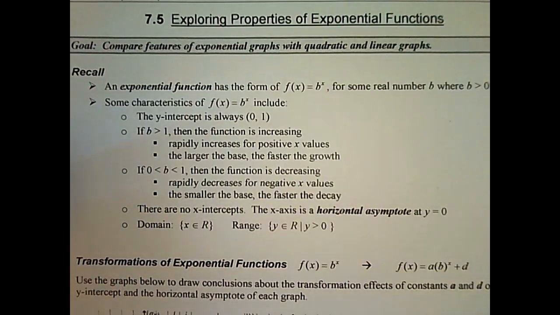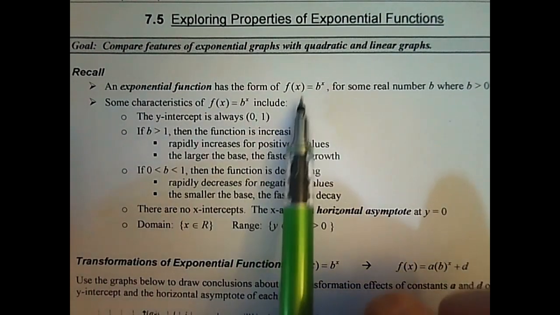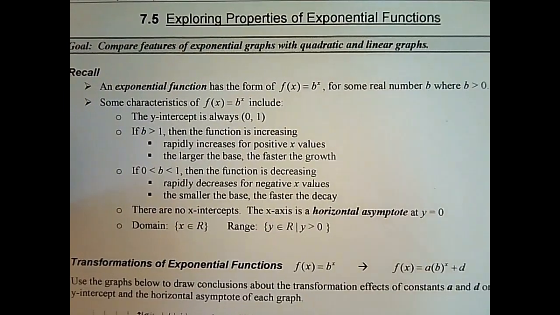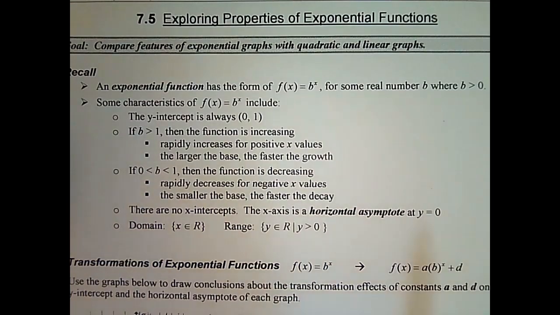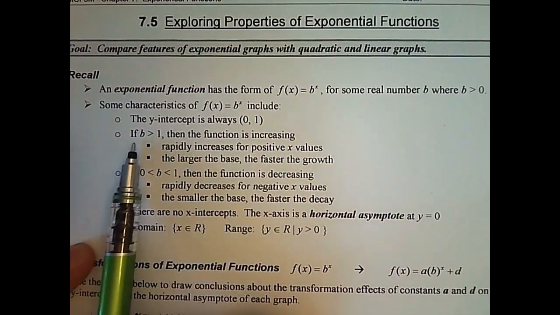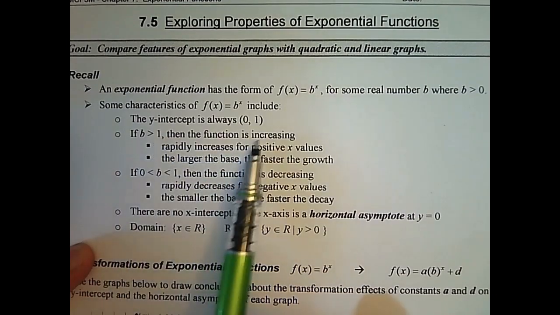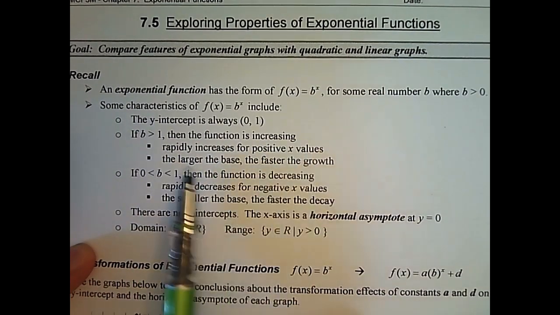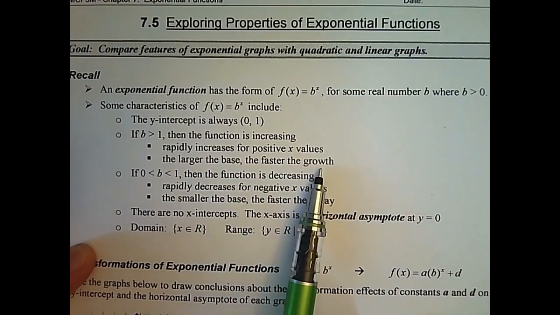So if we can recall from our last lesson for 7.5, an exponential function has the form of this for some real number b, where b is greater than 0. And here are some characteristics we learned from that investigation: the y-intercept is always (0, 1). If b is greater than 1, then the function is increasing, which means it rapidly increases for positive x values, and the larger the base, the faster the growth.